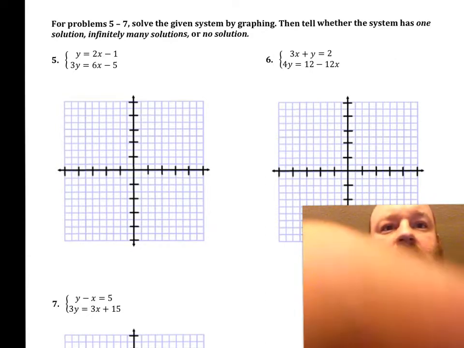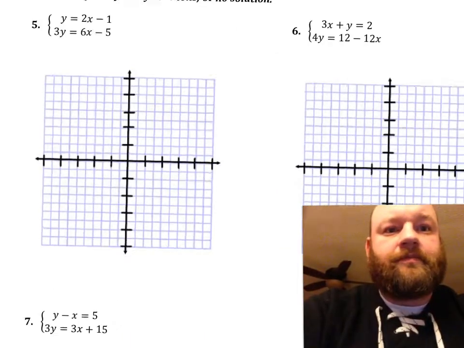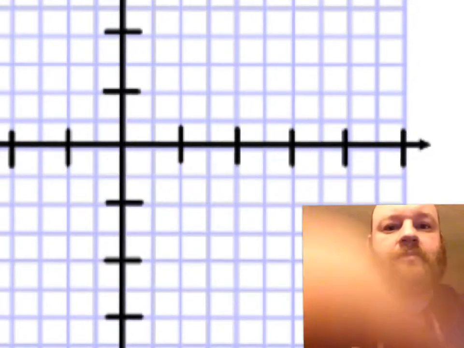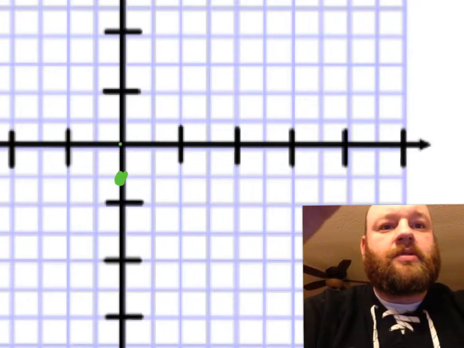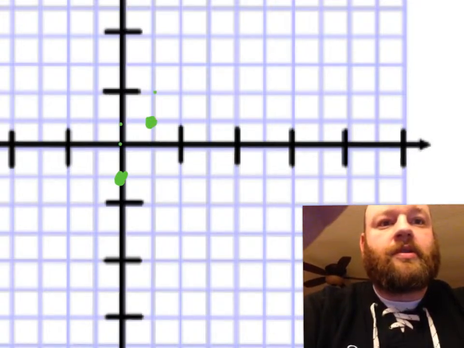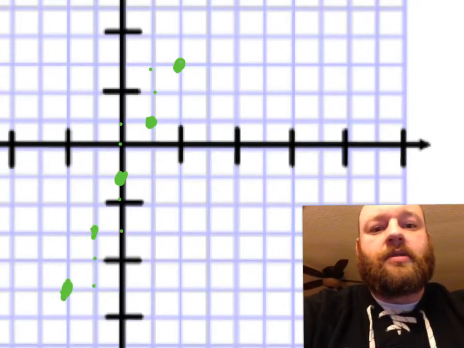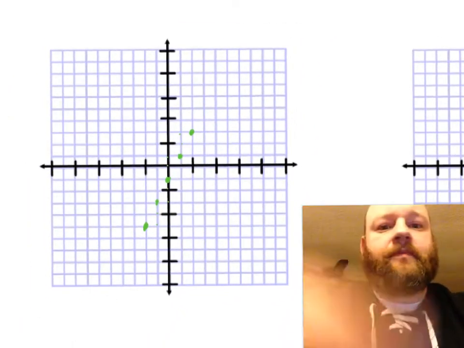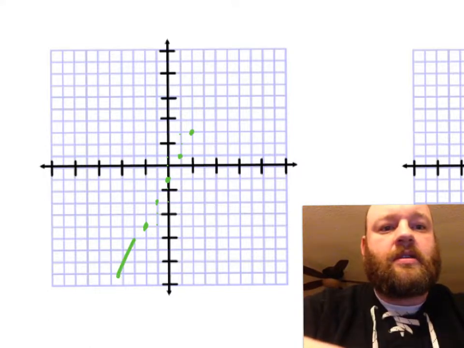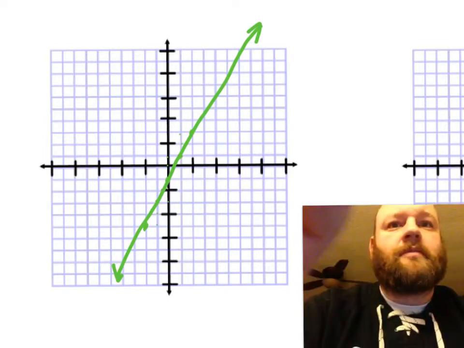I'm going to graph the first one here. On number 5, y equals 2x minus 1. I'm going to go down 1. My slope is 2, so I go up 2, over 1, plot a point, up 2, over 1. I can also go down 2, backwards 1, down 2, backwards 1, and then graph that line, connecting the dots. That one wasn't so bad.